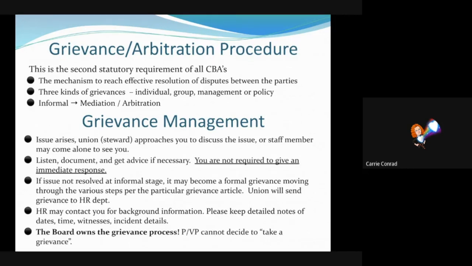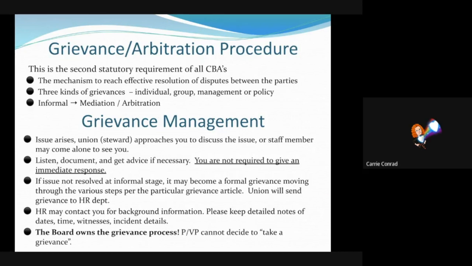This is something we often hear, and we often hear that from new leaders that have joined the organization that don't understand the scope of the grievance process and the fact that it is actually a legal process. A grievance resulting in arbitration is actually a documented legal decision that an arbitrator renders and is retained and can be researched by anyone. So it is a legally binding process, and as such, the board owns the grievance process.